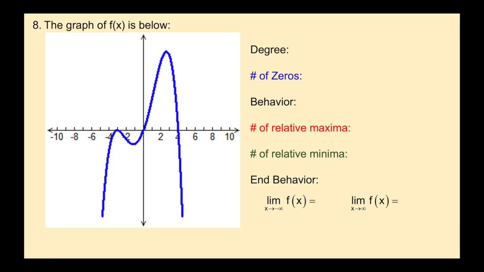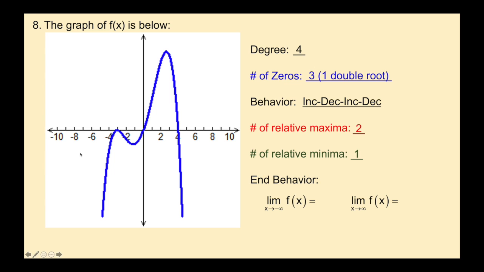For this one, our degree is going to be, we're thinking this counts for 2, so 1, 2, 3, 4, degree is 4. Number of zeros, we've got 3, but one of them is a double root. For the behavior, it's going to go increase, decrease, increase, decrease. Maximum points are going to be here and here, so I have 2 of them. The minimum point is down here, so that's 1 of them.